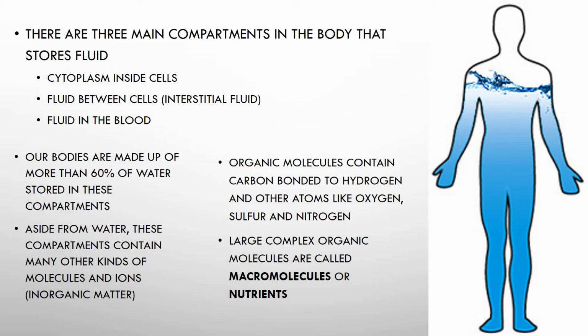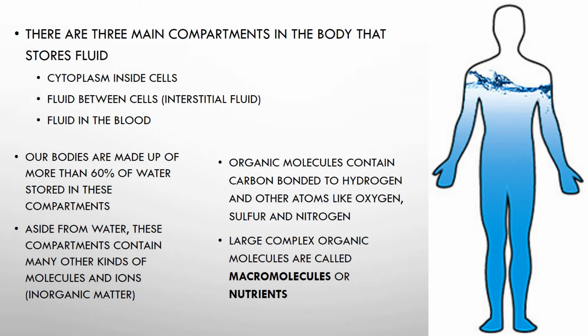So in our bodies, there are three main compartments that store fluid. We have the cytoplasm that's inside your cells. We learned that in grade 10, where we had the parts of your organelles and all that stuff that goes inside the cell. You learned that before. You have your fluid between cells. We call that interstitial fluid. And you also have fluid in your blood. Our bodies are made up of more than 60% water stored in these compartments. Now, depending on the age and the size you are, that number can change, but we're talking about approximately 60% to 70% water.